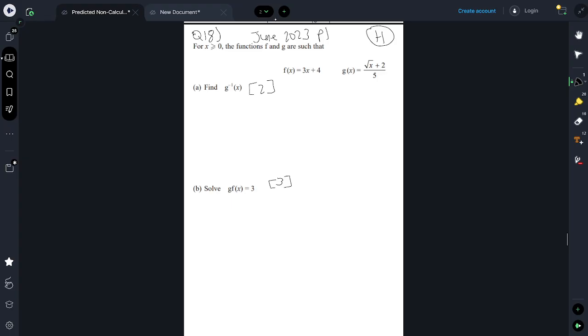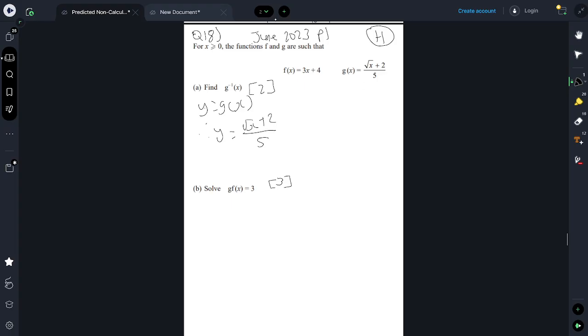I'm not going to explain inverses too much, but all you need to know is essentially x and y flip. The aim is, if we say y is g of x, so y is root x plus 2 over 5, we want to switch y and x. So we need to rearrange so x is in terms of y, getting x on its own. It's only 2 marks, a fairly simple one.